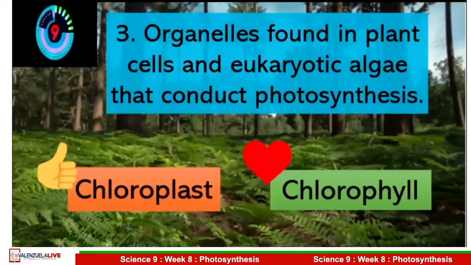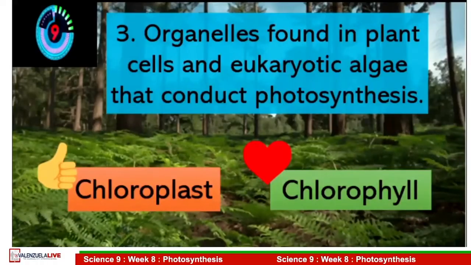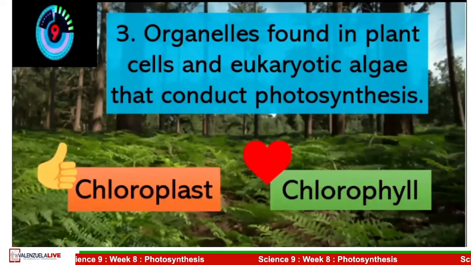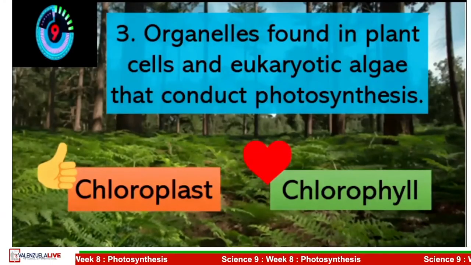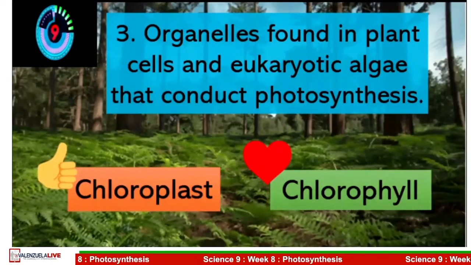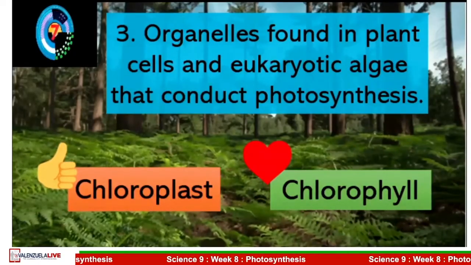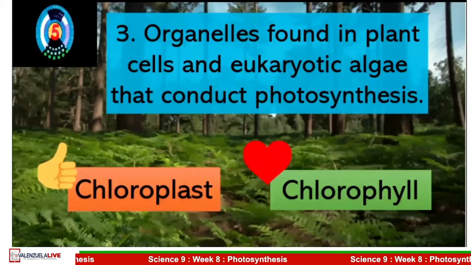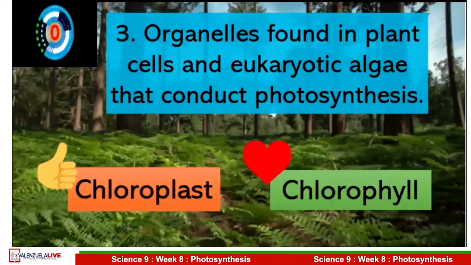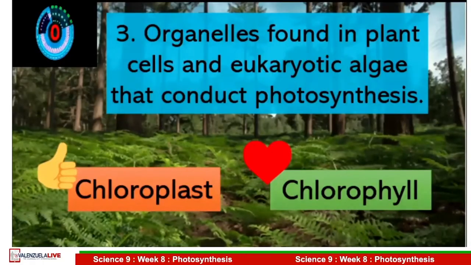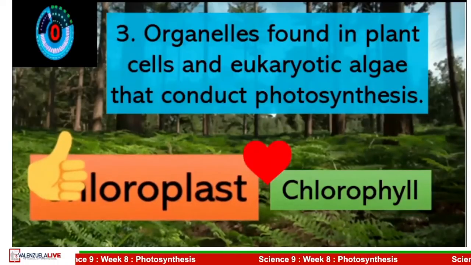This is the last question. Organelles are found in plant cells and eukaryotic algae that conduct photosynthesis. Chloroplast is in like sign, while chlorophyll is in heart sign. Is it like or heart? Time's up. The answer is like emoji, chloroplast.